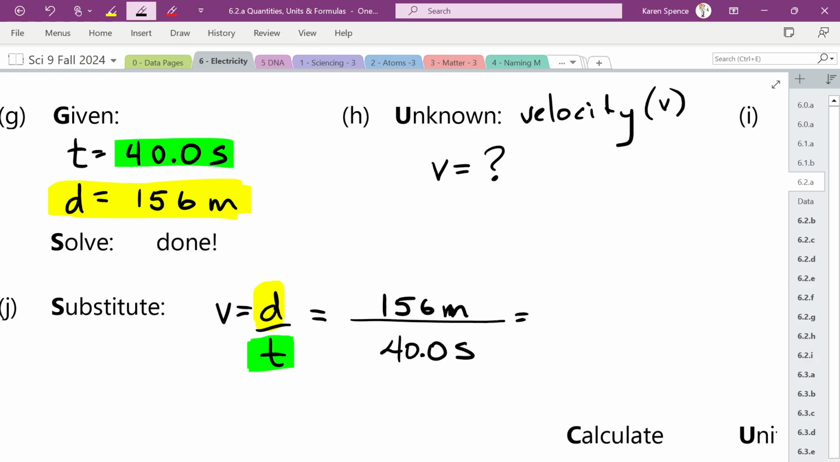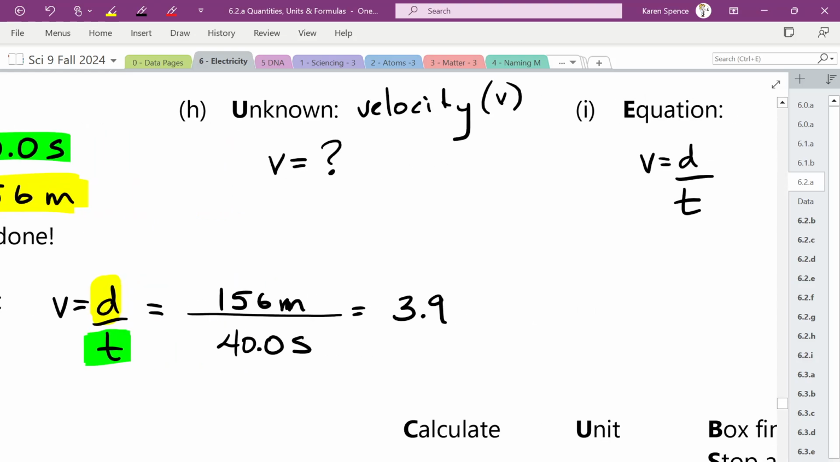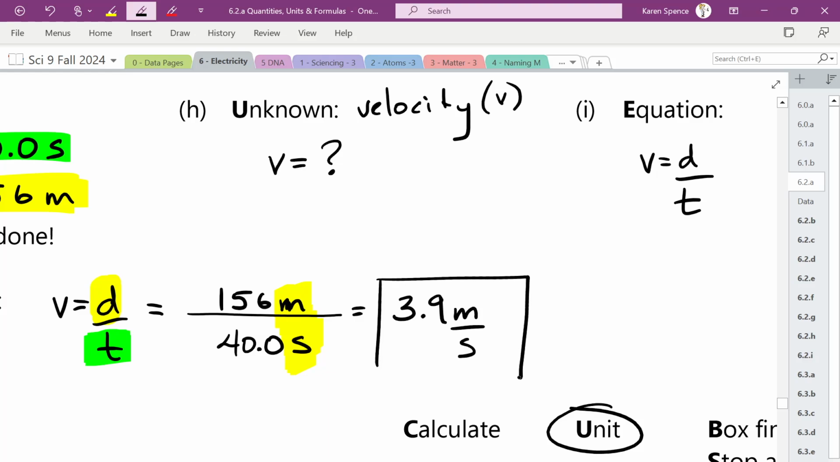156 divided by 40 equals 3.9. Does that seem like a reasonable number of digits? Yes. So we can just stop there. Okay? But we also need to have, what else do we need in our answer? Units. What are our units? Meters over seconds. So you just read it from what you've got there. Meters over seconds, and then put a box around it.